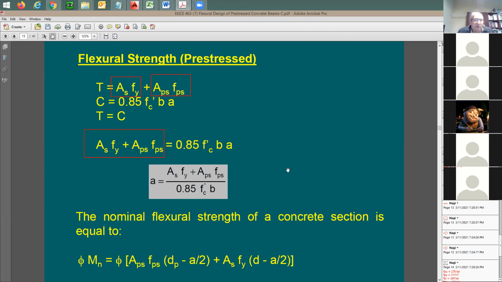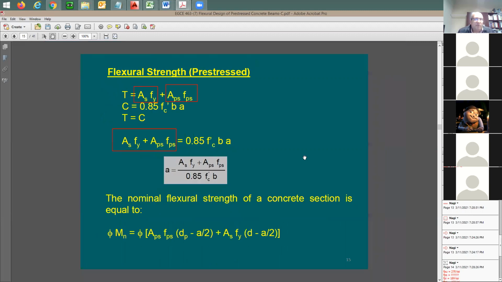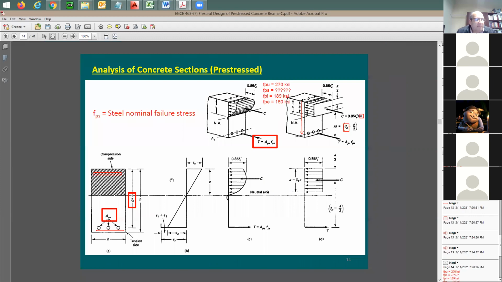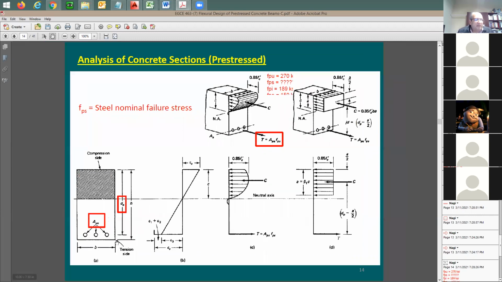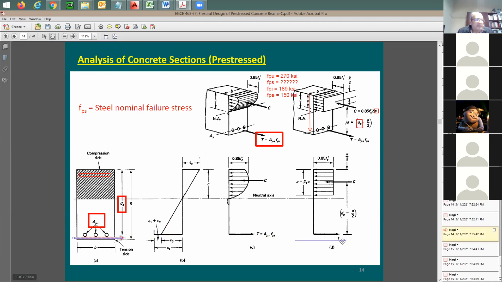Now, how do you find the moment? In this case, I'm going to be taking the moment about the compression force. So I'm going to take you back here to this slide. I'm going to be looking at this section. I'm going to have one tension force for the pre-stressed strands. Another tension force is going to be for these conventional rebars. Let's say it's going to be right here.